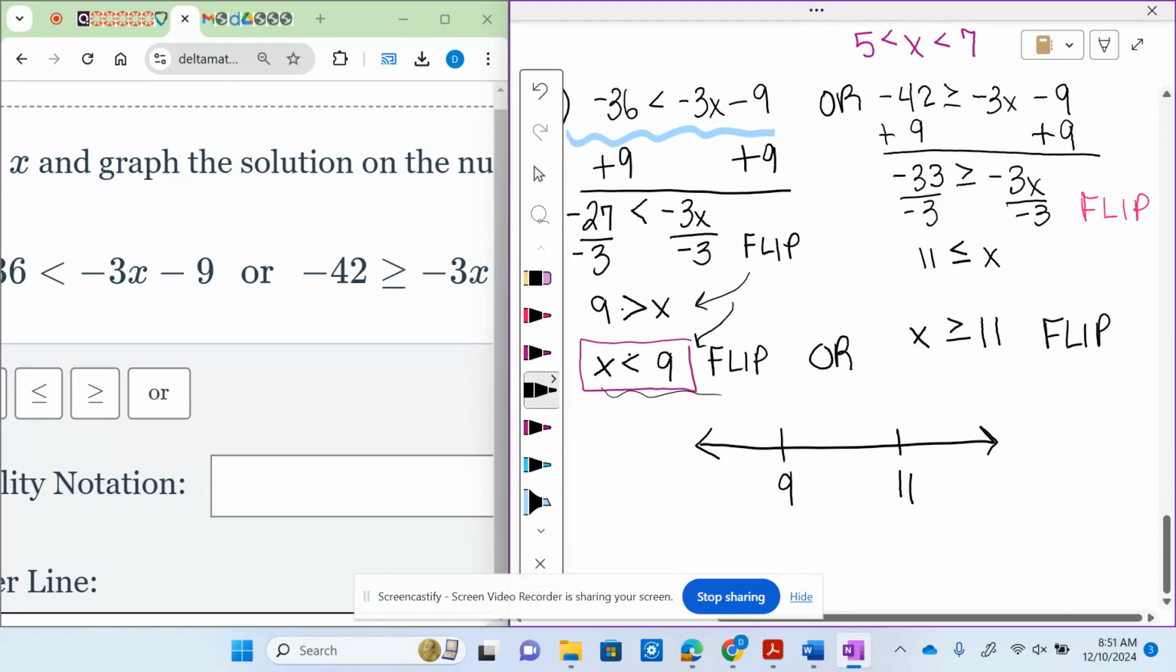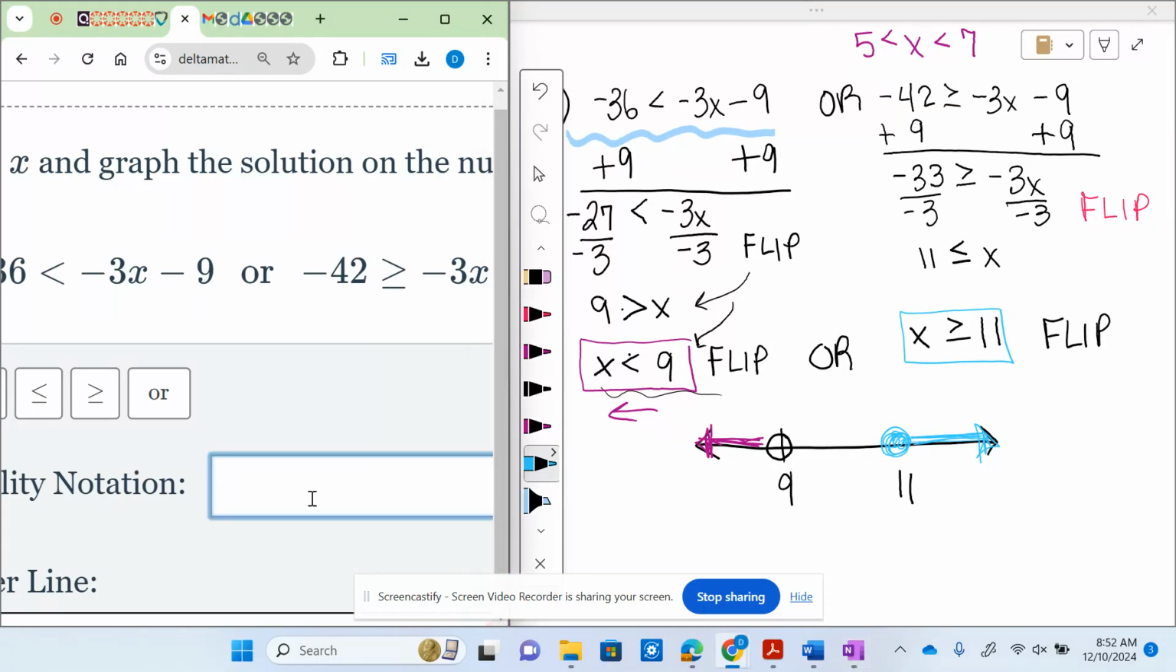So am I going to have an open circle or a closed circle on the 9? Open circle. Am I going to shade to the right or to the left? To the left. Let's look at the other side. X is greater than or equal to 11. Open circle or closed circle on the 11? Closed circle. Shade to the right. So do my graphs go in opposite directions? Yes.